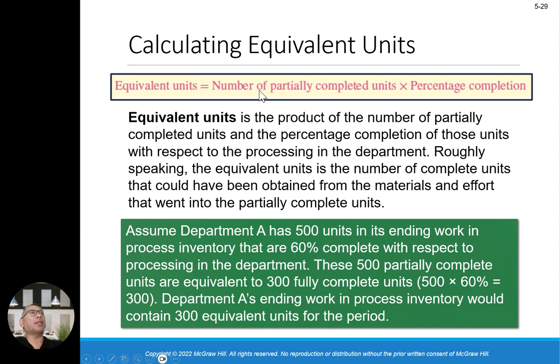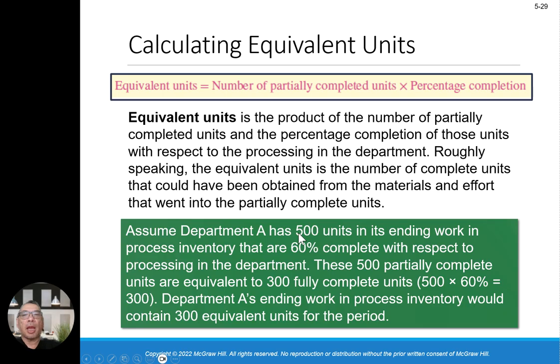Equivalent unit is the number of partially completed units times the percentage of completion. The definition of equivalent unit is the product of the number of partially completed units and the percentage completion of those units with respect to the processing department. Roughly speaking, the equivalent unit is the number of complete units that could have been obtained from the materials and effort that went into partially complete units.